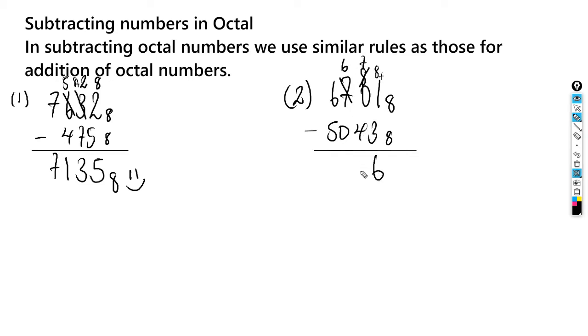Then 4 minus this 7 would give us 3. 0 minus 6 would give us 6. And then 5 minus 6 would give us 1. So this one is 1636 in base 8. All right, guys. So this is pretty easy. Let's move on to the next one.